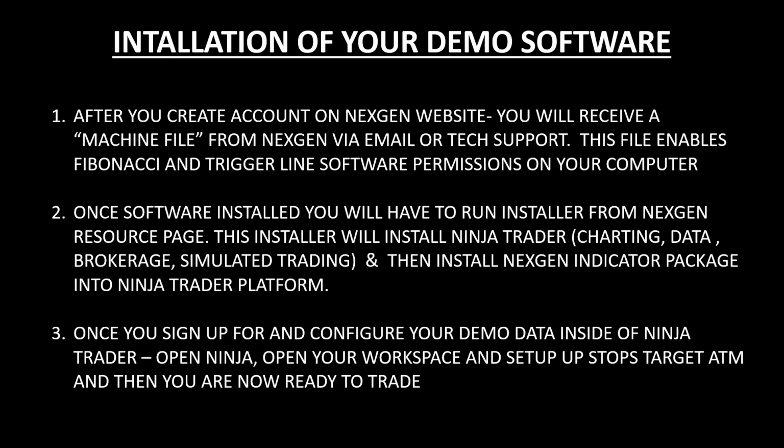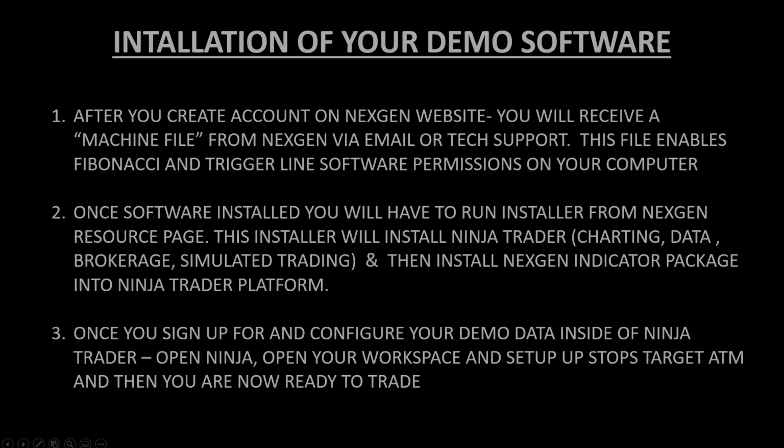Now we're going to go through the installation of your software demo. We're going to show you how to create an account on our website. We're going to show you the machine file that you're going to need to run the permissions for Fibonacci and Triggerline software. Once you've installed this, we're going to show you how to run the installer from our website, and then how to sign up for and configure your demo data inside of NinjaTrader. Finally, opening a workspace and setting things up so you can actually start trading.